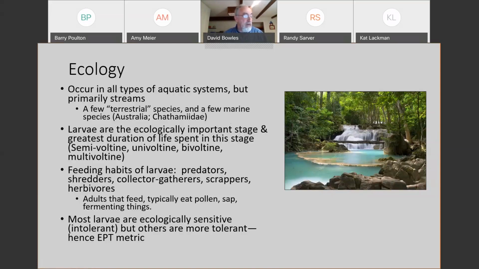But there are others that are more tolerant, and that's where they become very handy for the EPT metric, because of those tolerance limits, and most of them are, I think, fairly accurate. We'll speak specifically to that for each family, but they're mostly accurate, and they can tell us a great deal about water condition. And that photograph, by the way, I just realized that's a stream in northern Thailand, but I just thought it was very pretty.